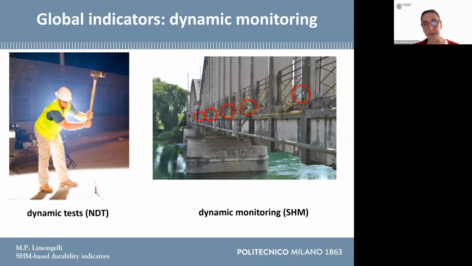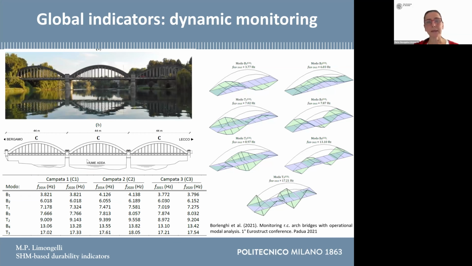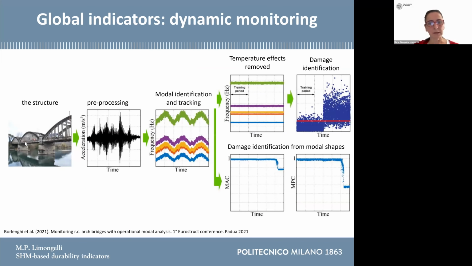local indicators. This is an example of global indicators, modal parameters extracted from acceleration recorded on a bridge. In this case, the deterioration indicators that we use are modal frequencies. You see here the modal frequencies of 7 modes of this bridge for the 3 spans of the bridge. And changes in these parameters provide an indication of a deterioration, which could be, for example, this is a process.